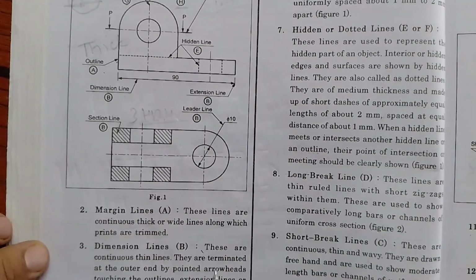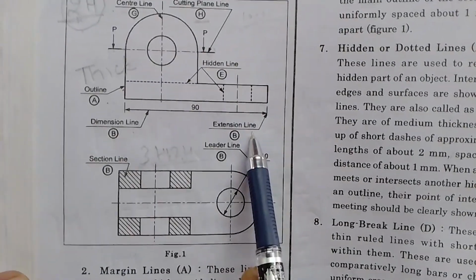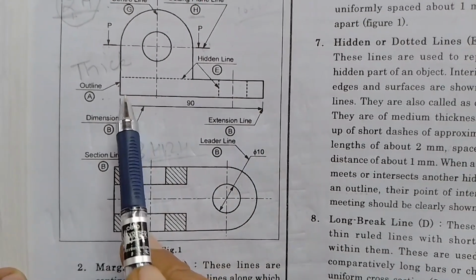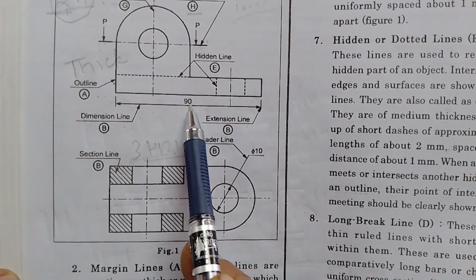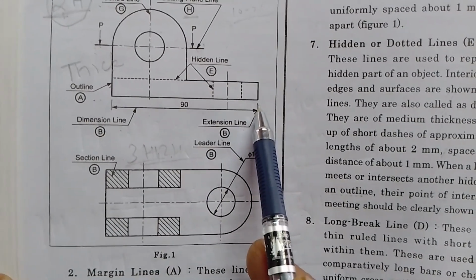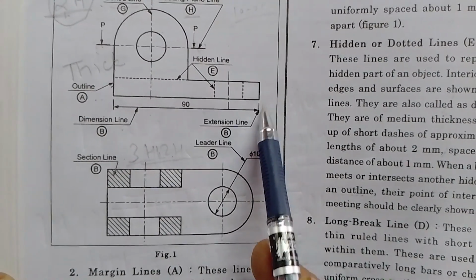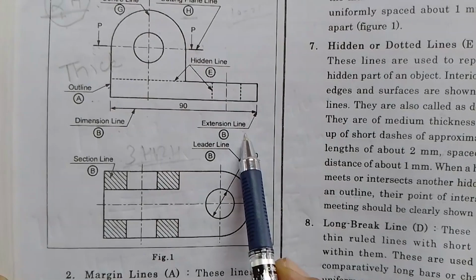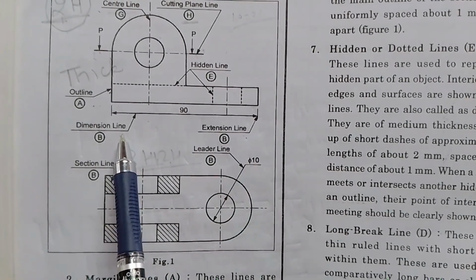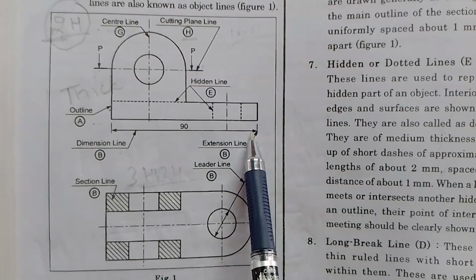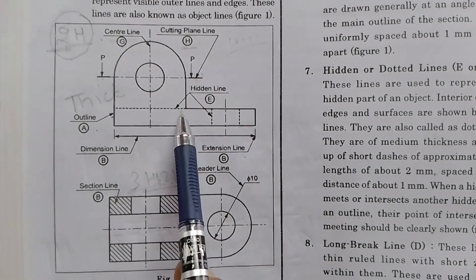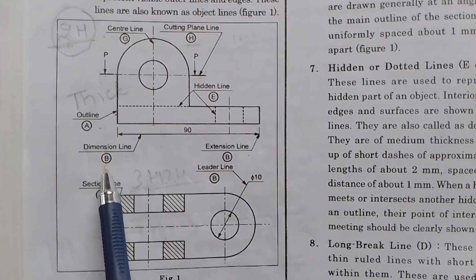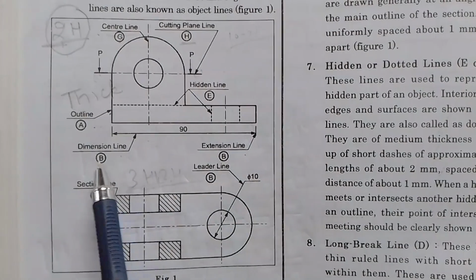Next we move on to the extension line. This is part of dimensioning to show the dimension. Like this is our 90 mm, and this is the extension line. This line does not touch here and extends up to here. It is also drawn by a 3H pencil. And this is our dimension line. This line shows the dimension of this machine part, and it is a B category line.